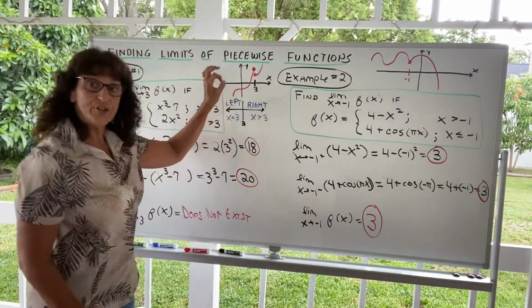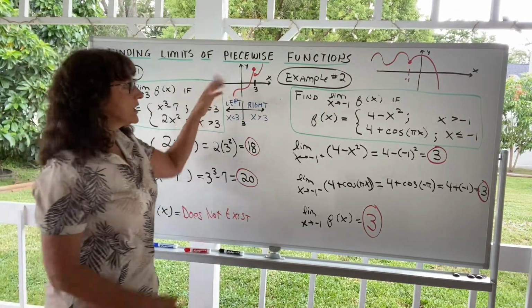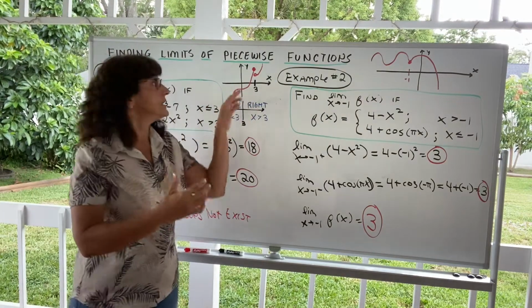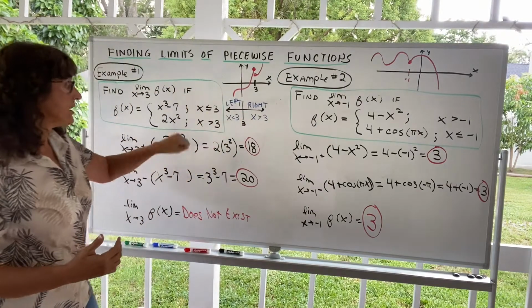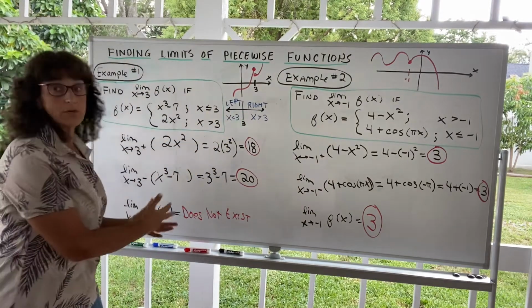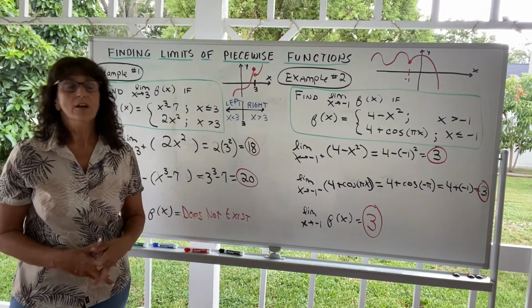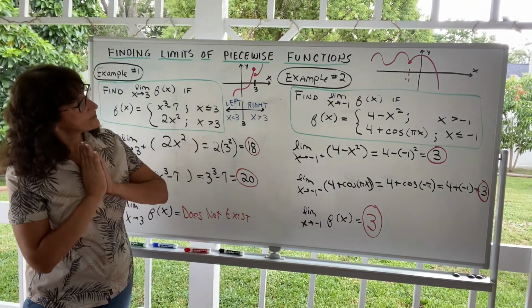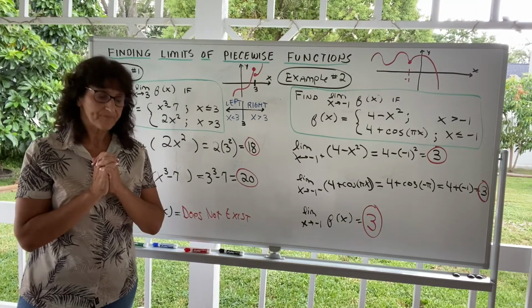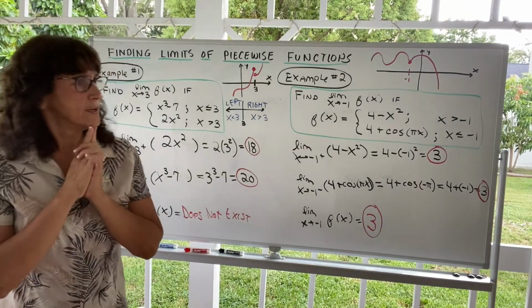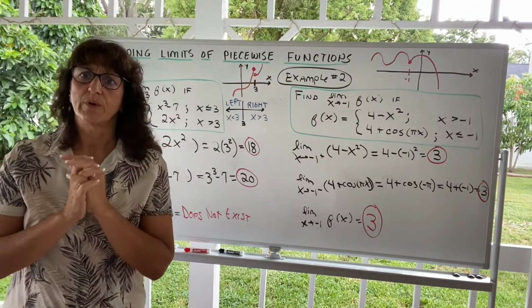But over here, with your cubic function and your parabola, they didn't connect. Because they didn't connect, we don't have a limit here. They're not going to the same place from the left and the right. So that's what all this stuff means. I hope this helps with your study of limits and piecewise functions.